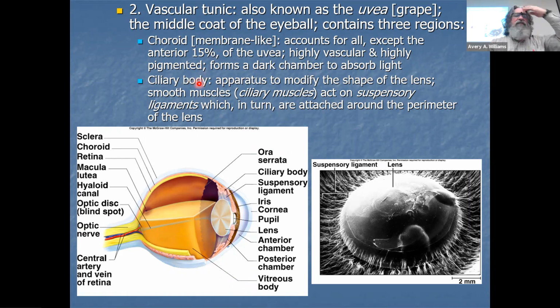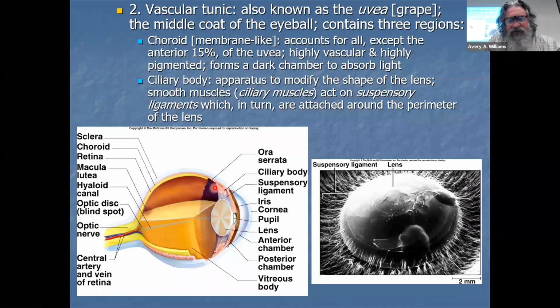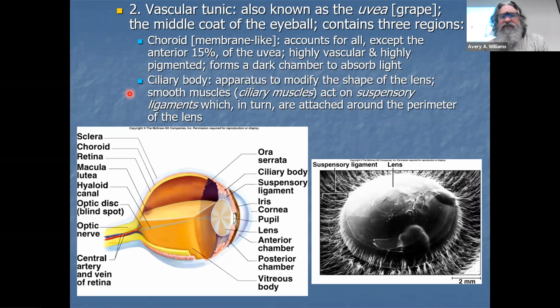So what's the anterior 15%? Well, the ciliary body. If you move forward, you kind of get into this muscular area here. See this pink material? Part of it's the ciliary body. Ciliary body is an apparatus to modify the shape of the lens.